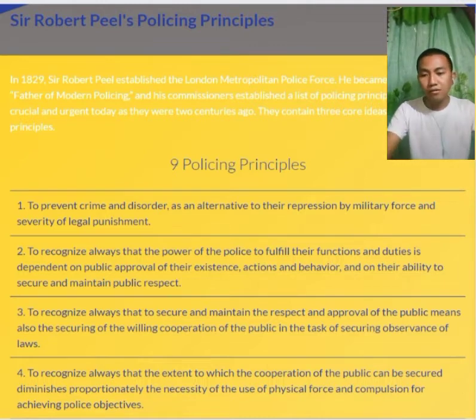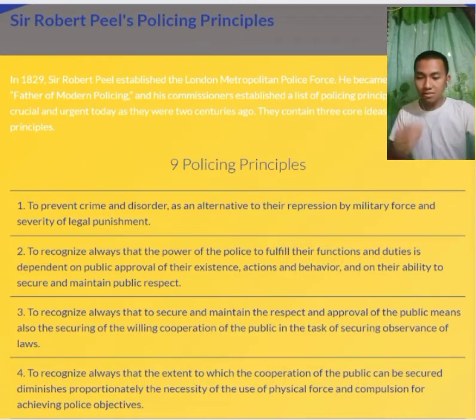And for number four, to recognize always that the extent to which the cooperation of the public can be secured diminishes proportionately the necessity of the use of physical force and compulsion for achieving police objectives. So it says here that the goal of this principle is to achieve and fully practice the police objectives without using physical force. So these principles are aiming that to practice and achieve the police objective, we must not use physical force as a law enforcer.